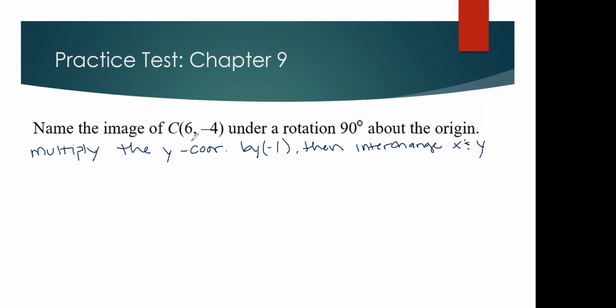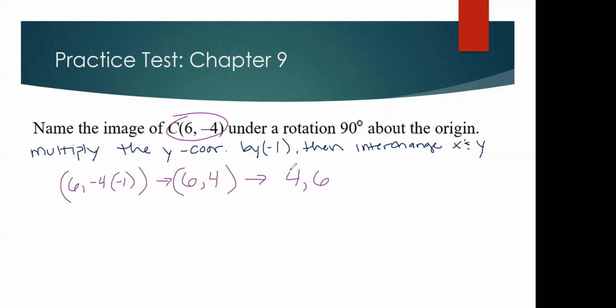So we're going to take the y coordinate. These are our coordinates. So we have 6 and -4. We're going to multiply -4, that's our y coordinate, by -1. So then when we do that, we still have that +6, and now -4 becomes +4 because negative times negative is positive. And then it says interchange x and y. So we're going to flip x and y around. So now y becomes the x value and the x value becomes the y value. So that's (+4, +6).